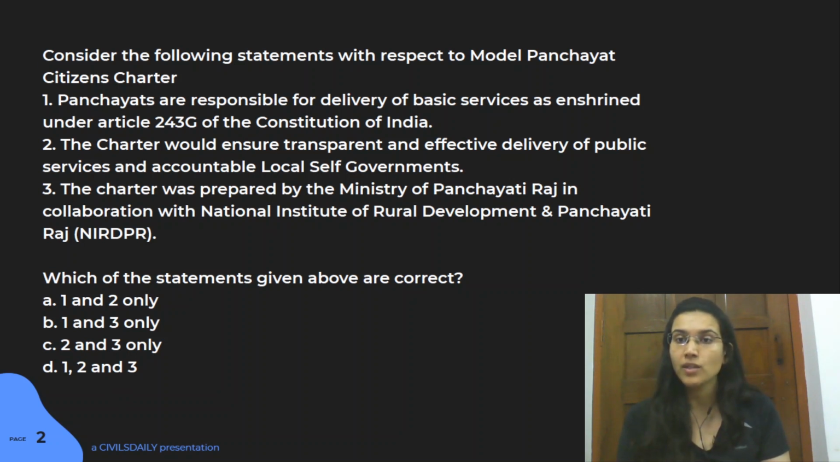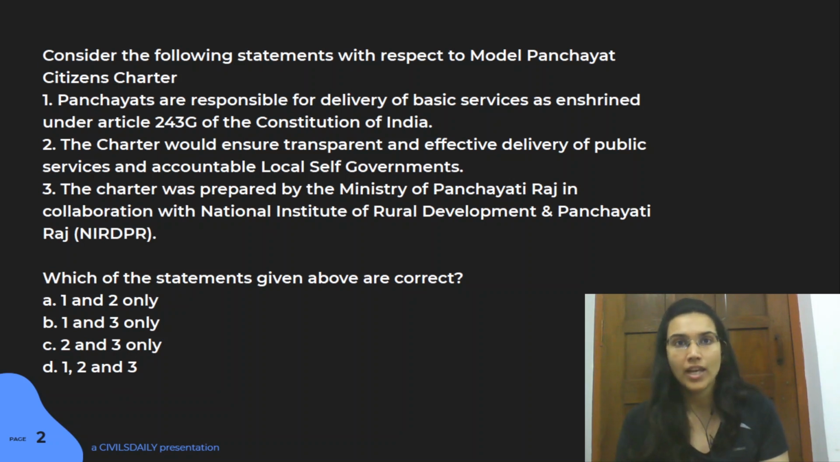So the first statement is Panchayats are responsible for delivery of the basic services as enshrined under Article 243G of the Constitution of India. Second is that the Charter would ensure transparent and effective delivery of public services and accountable local self-government. Third is that the charter was prepared by Ministry of Panchayati Raj in collaboration with National Institute of Rural Development and Panchayati Raj. So you have to identify which of the statements is correct. Now the answer for this particular question is actually D. All the statements are correct.